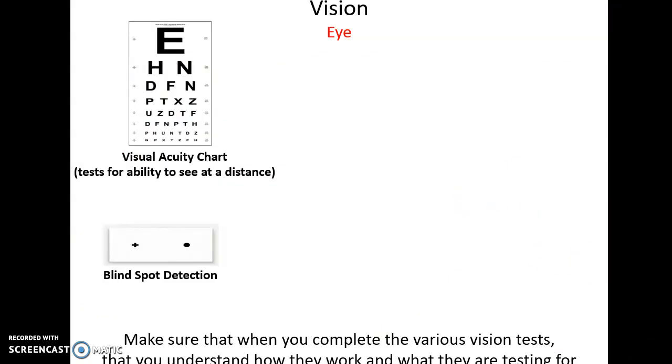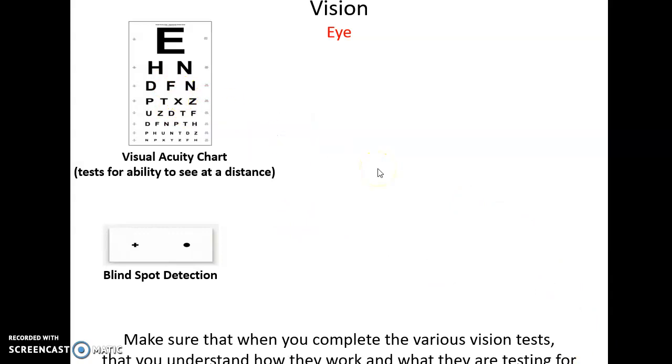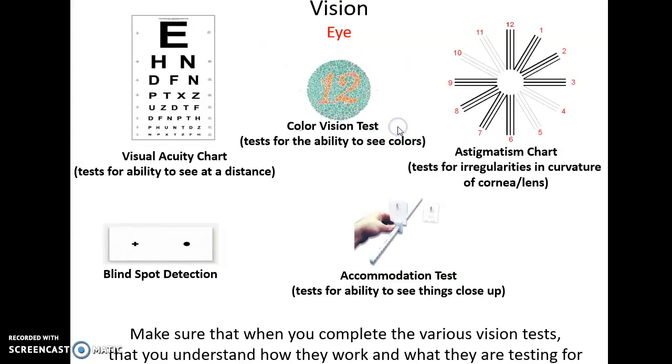There are various vision tests out there. We have the visual acuity test. This is for seeing how well you can see things at a distance. We have the blind spot test. This is actually on page 99 of your lab. You can use this to actually detect your blind spots. There's the color vision test to see if someone is colorblind or not.